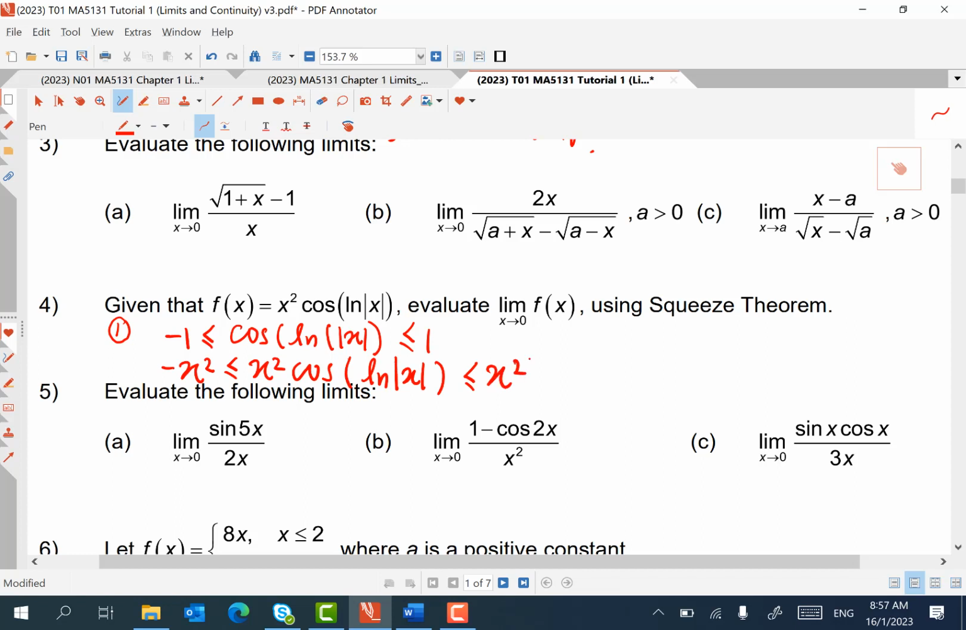Okay, class, squeeze theorem is quite easy, but I want to caution you: the presentation is where people will lose marks. Look up the squeeze theorem and be very careful. You want to make sure you present it rightly.